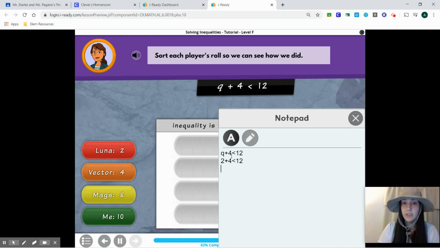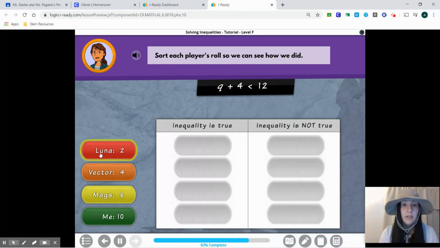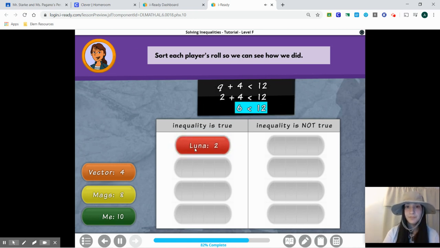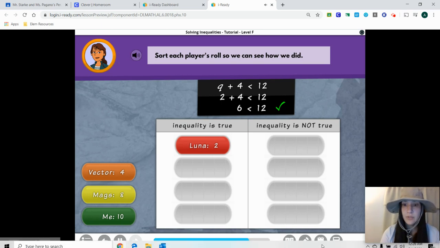Now we're going to combine our like terms. 2 plus 4 is 6, 6 less than 12. That is true. 6 is less than 12. I'm going to close my notepad. So Luna makes the inequality true. 6 is less than 12. Perfect. True. Great. Let's do the next one.